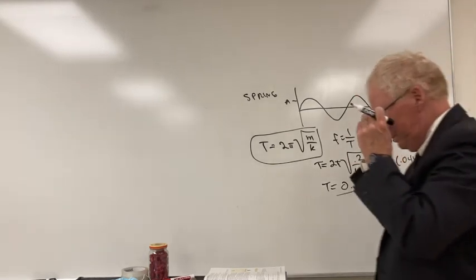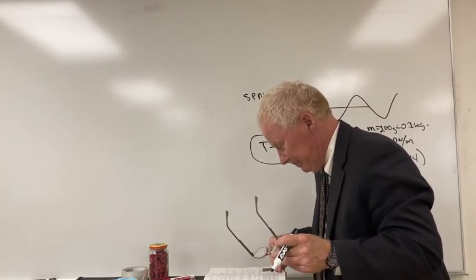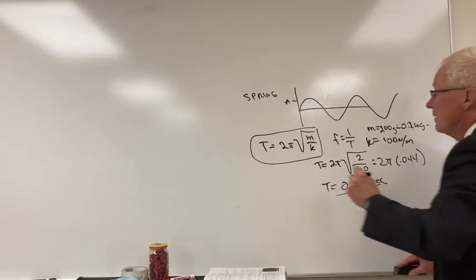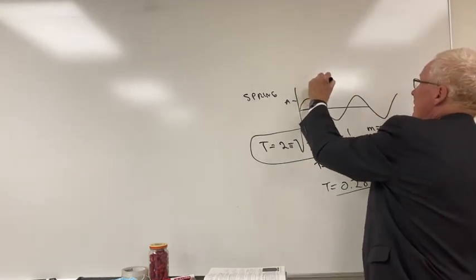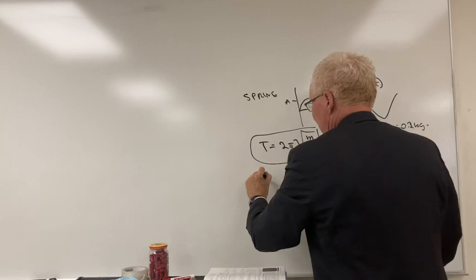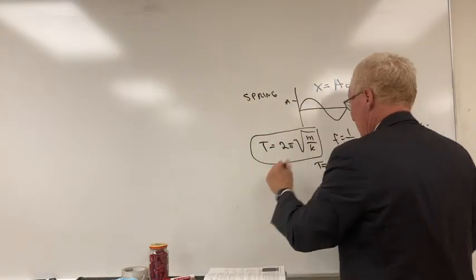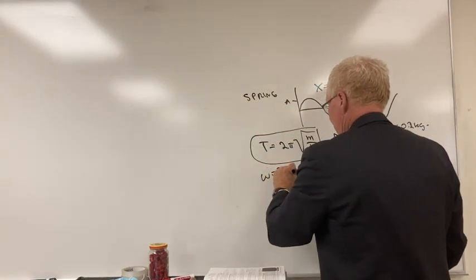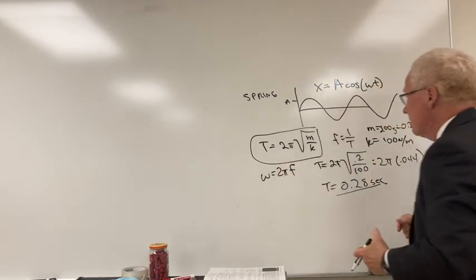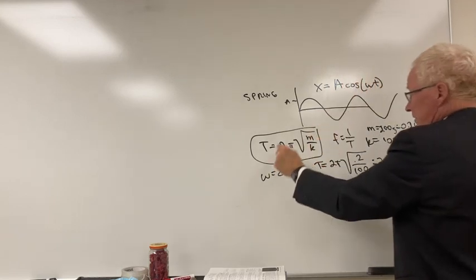So that's for a spring. We can also express the amplitude, and a graph of x is going to be a cosine of omega t, where omega is 2 pi times the frequency. And again, we've had this before in rotational motion. This is in radians per second. So this is our expression of amplitude as a function of time.